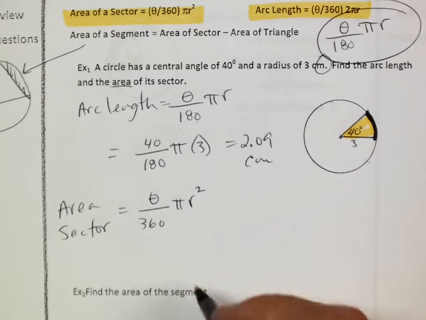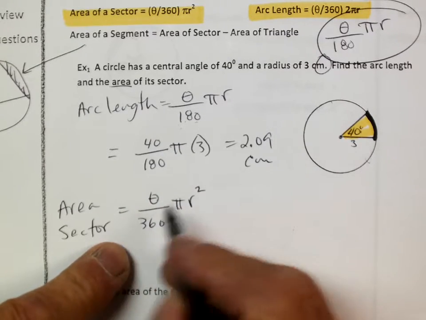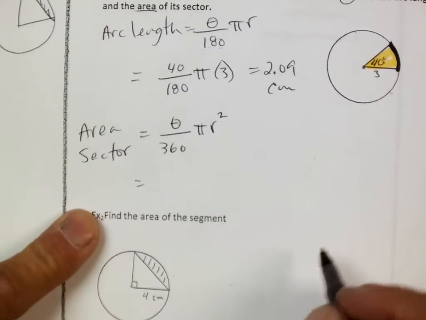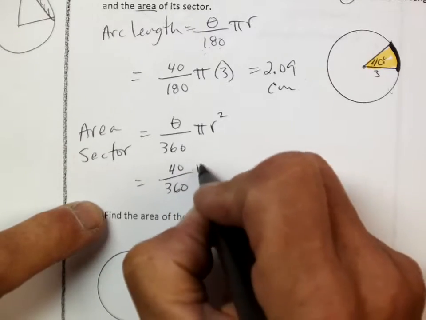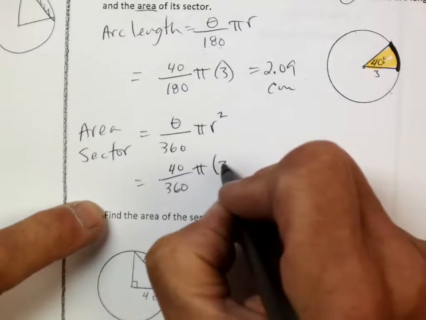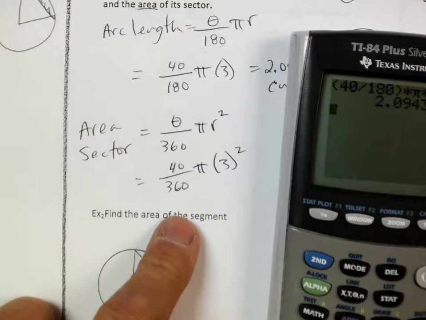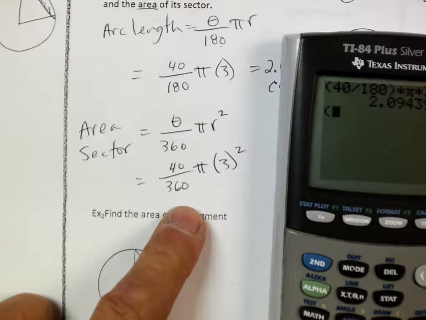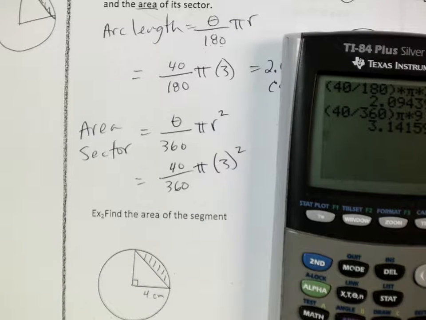So we'll put 40 in for theta, over 360 times pi times 3 squared. So 40 over 360 pi times the radius squared, which is 3 squared. And again, I could leave things in terms of pi, which is great, but I'm actually going to get an answer, something that can be used. So I'm going to go 40 divided by 360 times pi times 3 squared, which is 9, right?